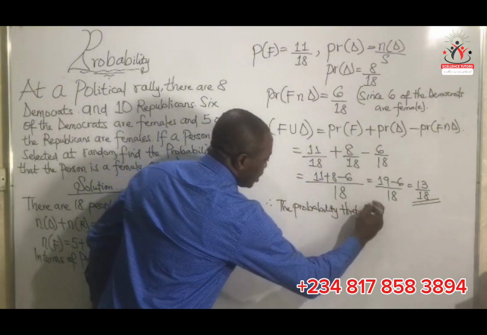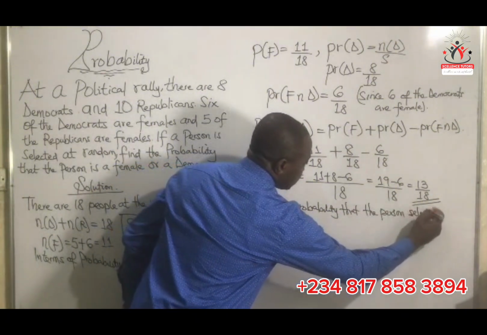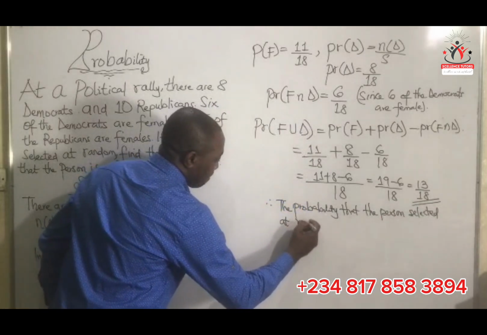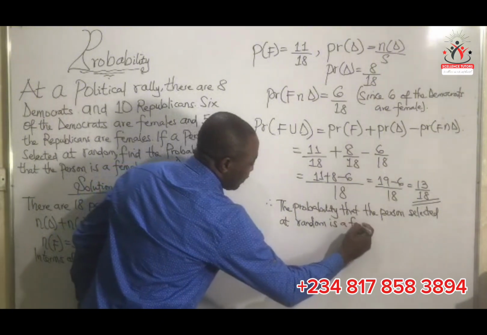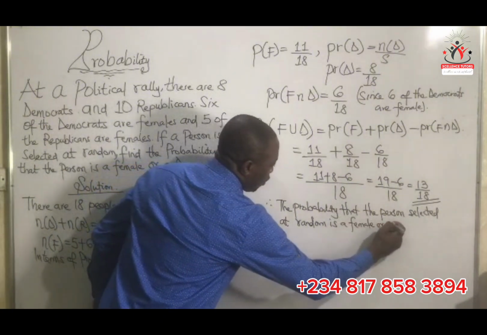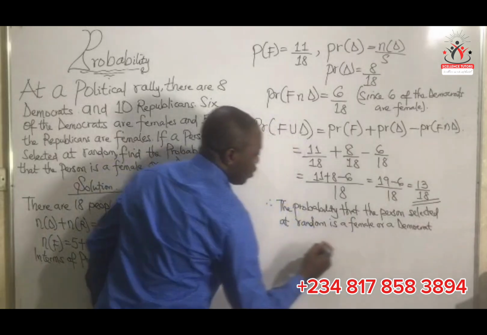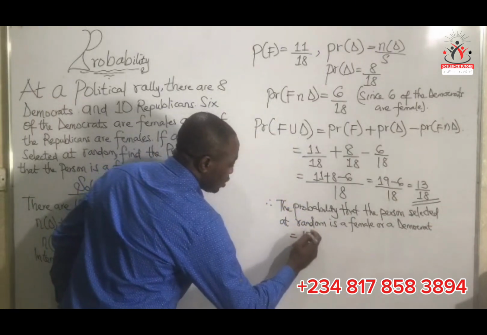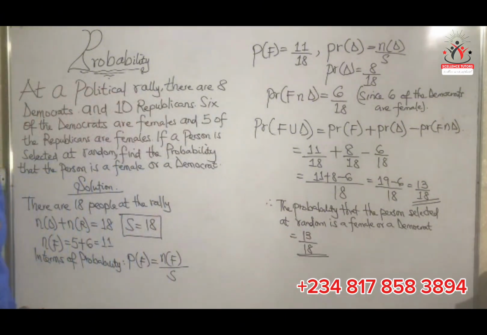So therefore, the probability that the person selected at random is a female or a Democrat is equal to 13 out of 18. That's the answer. Thank you.